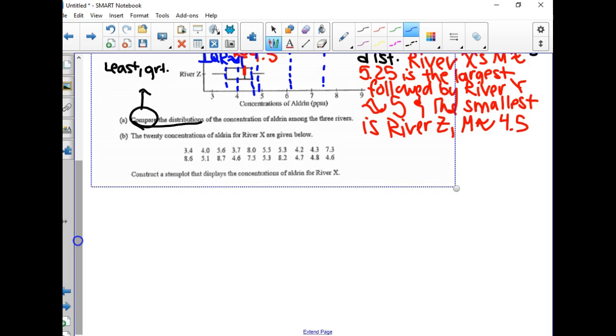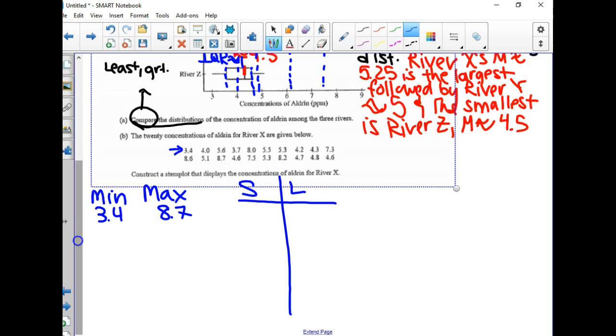Okay. Look at your minimum. Look at your maximum. It looks like my minimum is 3.4. It looks like my maximum, I'm seeing 8.7. Does anyone see anything higher? No one sees anything higher? Okay, so we have 3.4 and 8.7. How do I make a stem plot? I take my index fingers, I cover up the last digit, and those are my stems. And then I have my leaves, back to like middle school, right?